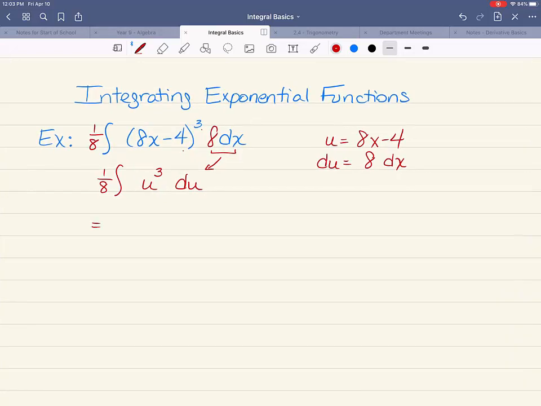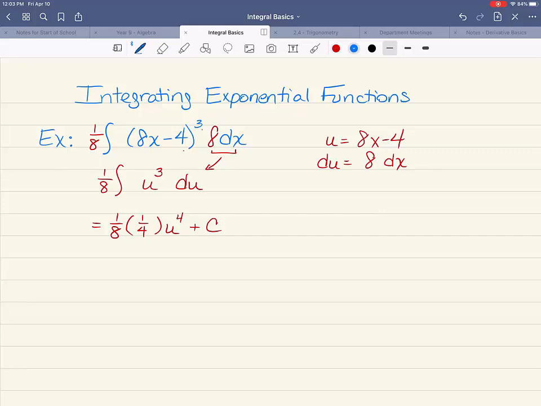So the integral of this will be the 1/8 on the outside. Draw your bracket, write your u, and remember, does the power of u go up or down? Remember that integrals increase in power, so this becomes a 4. In the bracket goes 1 over 4, and then don't forget what on the end? Your plus c. Okay, is this problem finished?